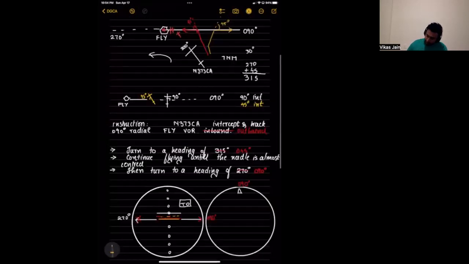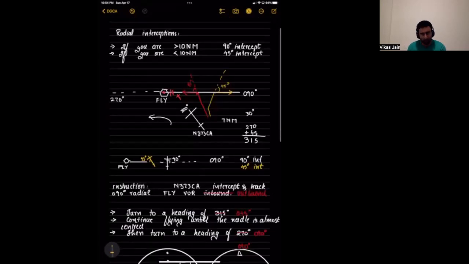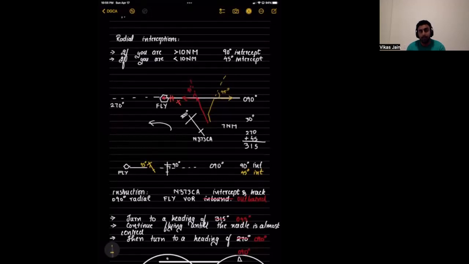So we follow this procedure. If we are less than 10 nautical miles, we make a 45-degree intercept. If they're more than 10 nautical miles, you usually make a 90-degree intercept. This is a rule of thumb. It's not standard. In your DGCA exams, you might get questions where the intercept may be with a different angle or a different total direction itself. But the basic concept is still the same. There's a radial, you maneuver the aircraft in such a way that you intercept the radial and go inbound or outbound, okay? And you have to stay on the radial once you have intercepted.